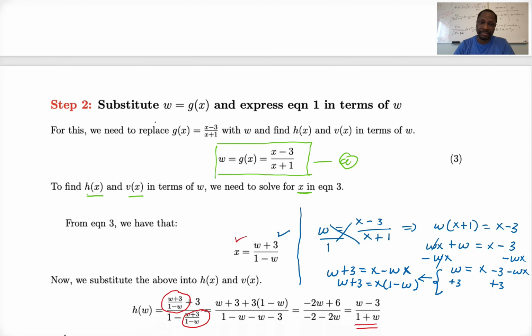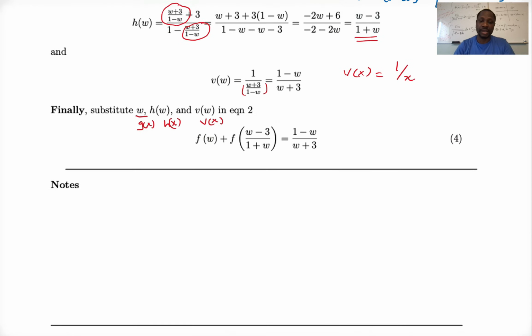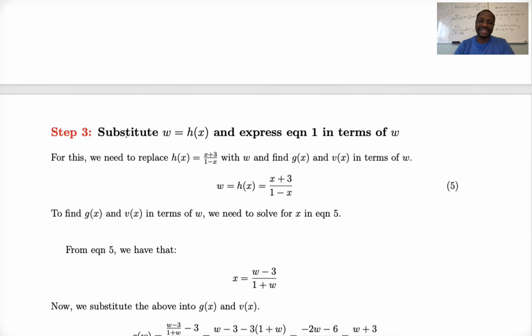Remember, just have at the back of your mind, this substitution was done on g of x. The next step, we did the same substitution, but now on h of x. So we substitute w for h of x, and then find g of x and v of x in terms of w. Same procedure, but the substitution is on the other function, the inner function.